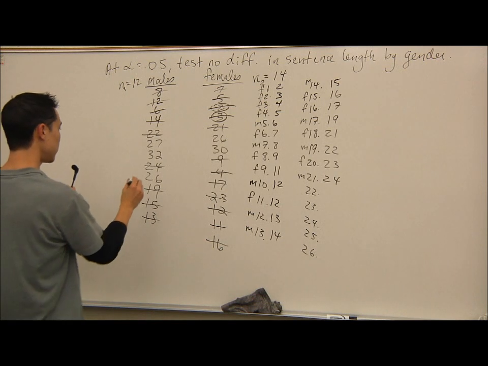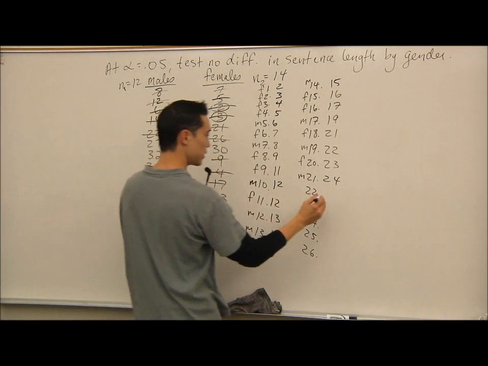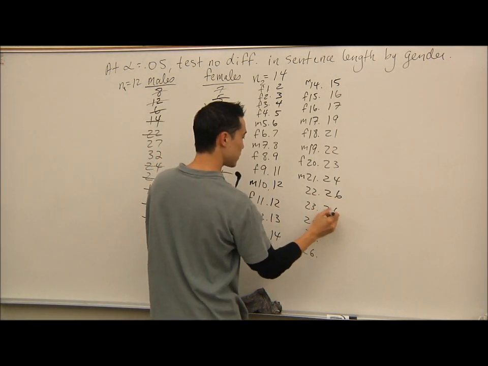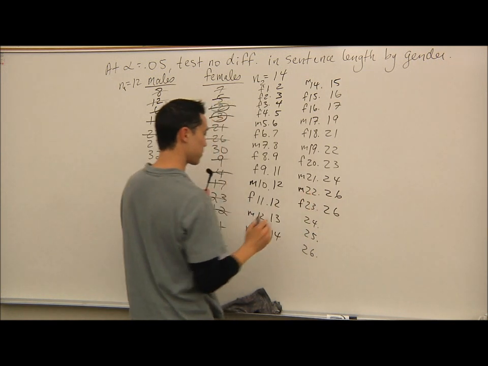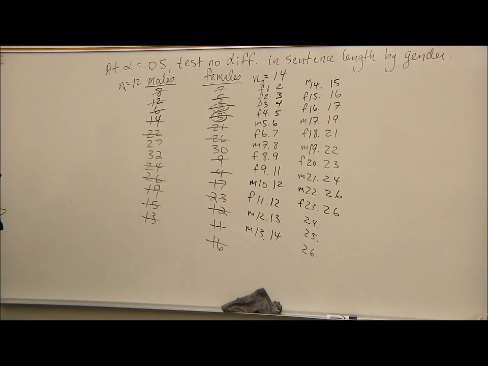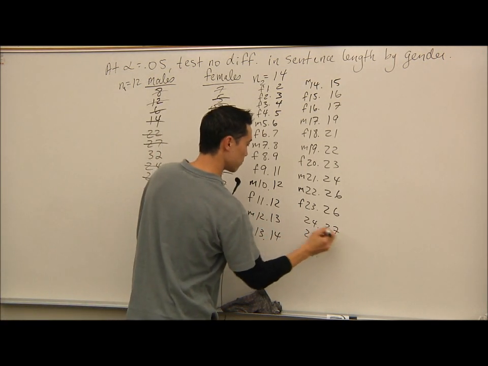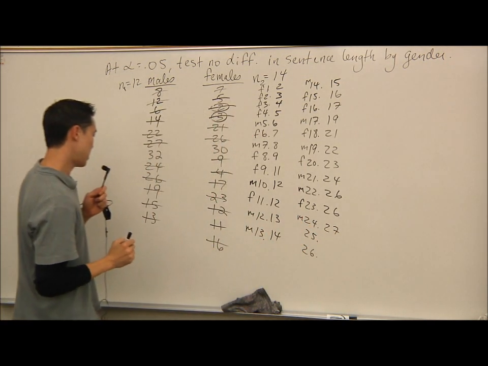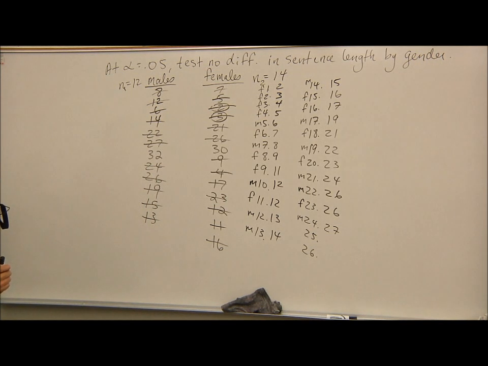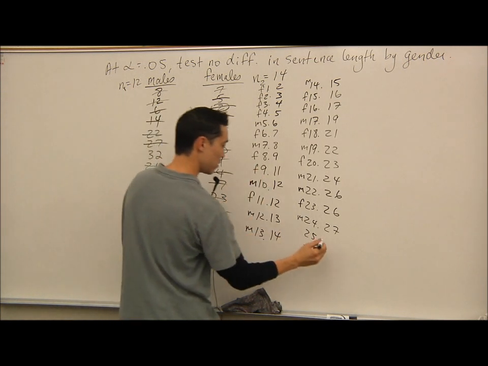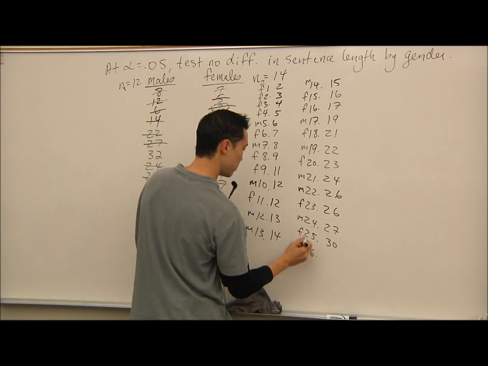Let's see, two 26s. We have a male and female 26. So 26, 26, male and female. Almost there. We have 27, male. And 30, female. And 32, male.